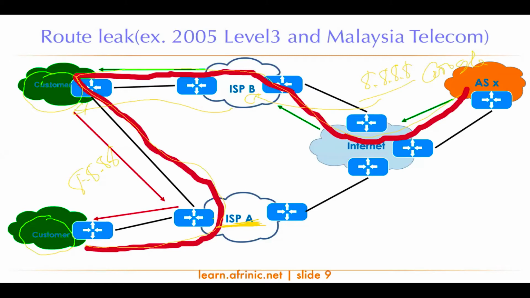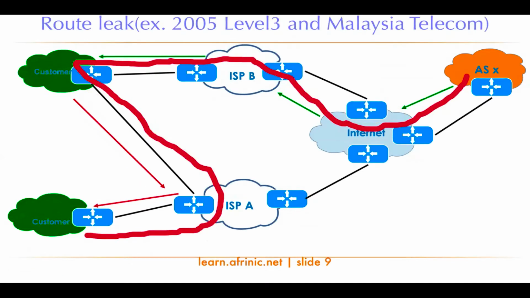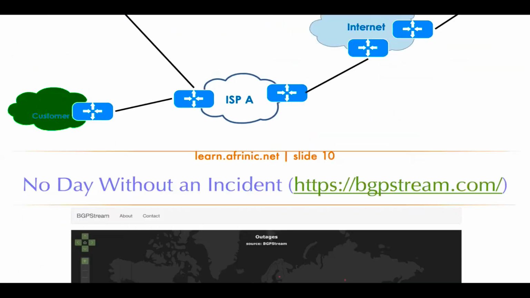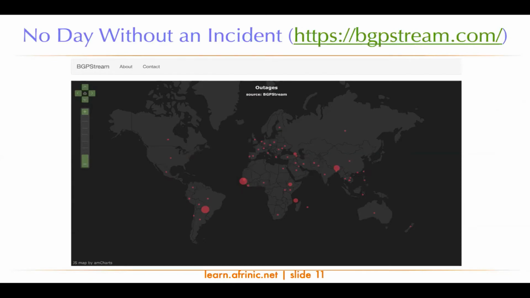And while I'm talking about this, people might ask, how frequently is this happening? Route incidents happen every single day on the internet. Right now, if you go to bgpstream.com, you will see that there are route outages happening. It happens on a daily basis.